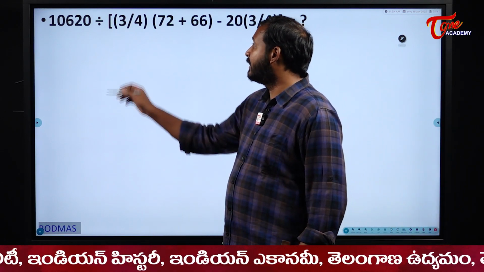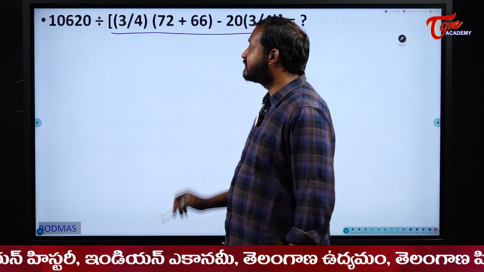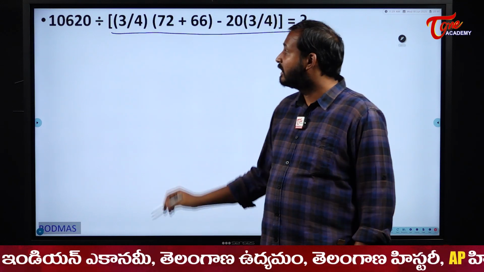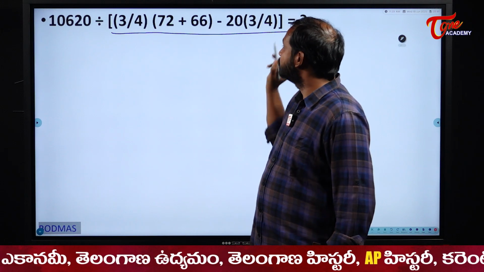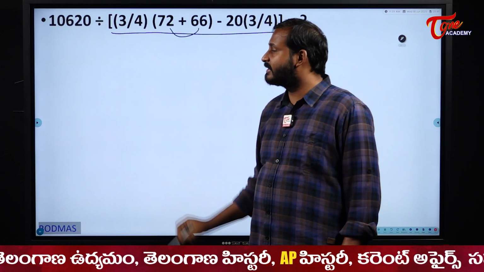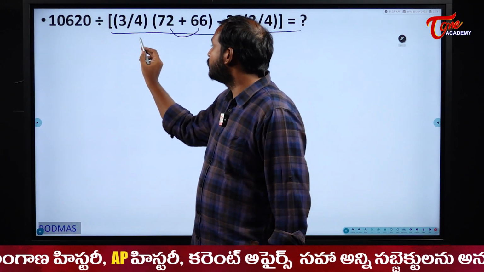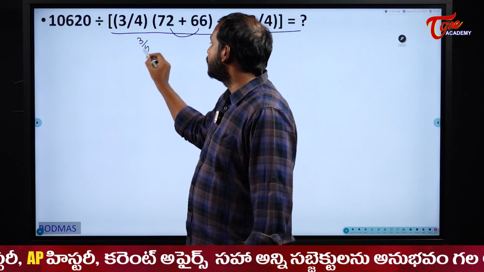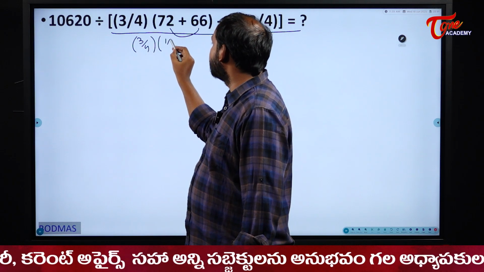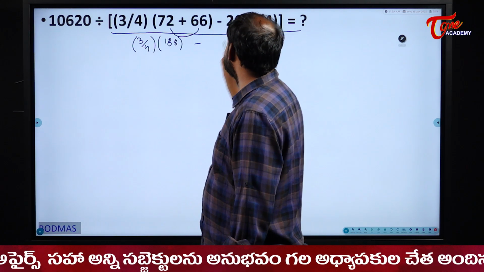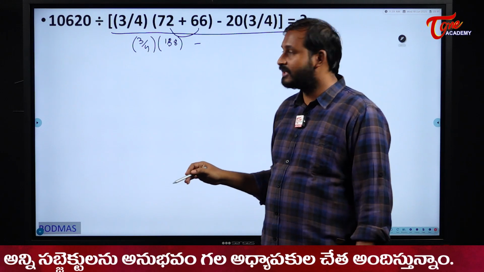10620 divided by this number. So in this, first preference should be given to what? This small brackets one. 72 plus 66 will become what, students? 72 plus 66 becomes 138. So here it is 3 by 4 into 138 minus 20 into 3 by 4.